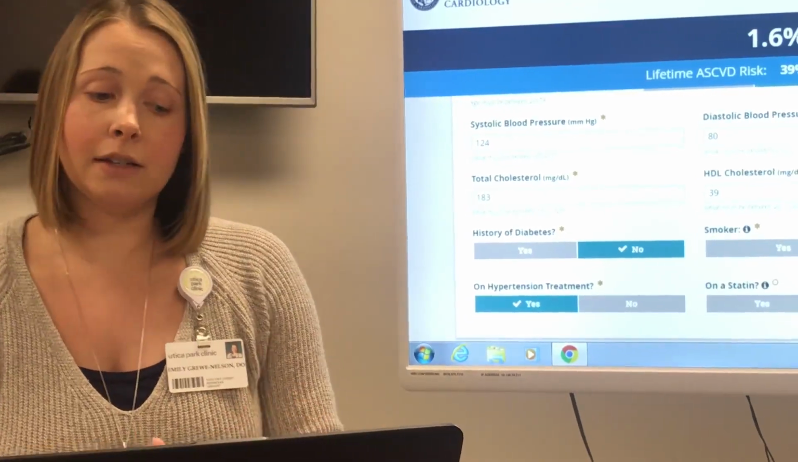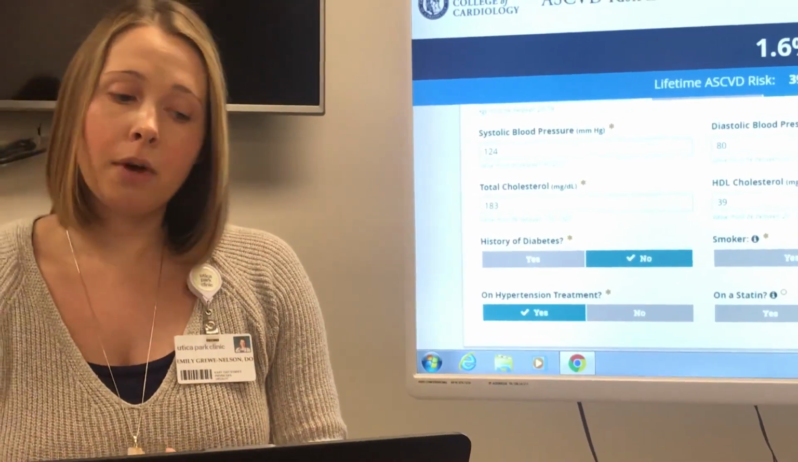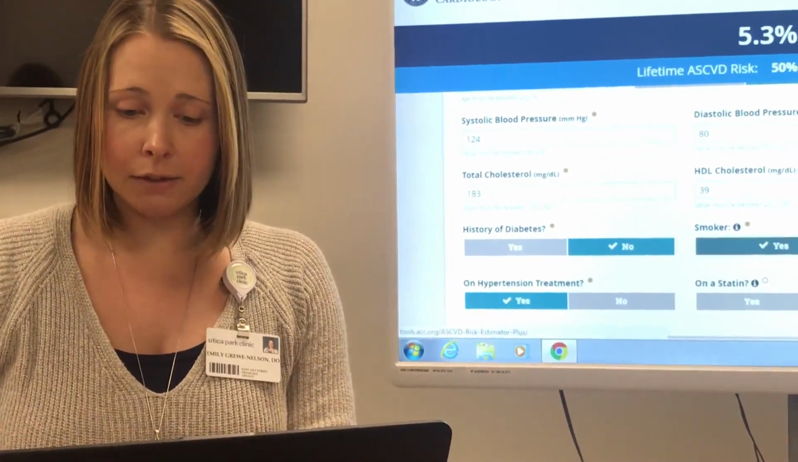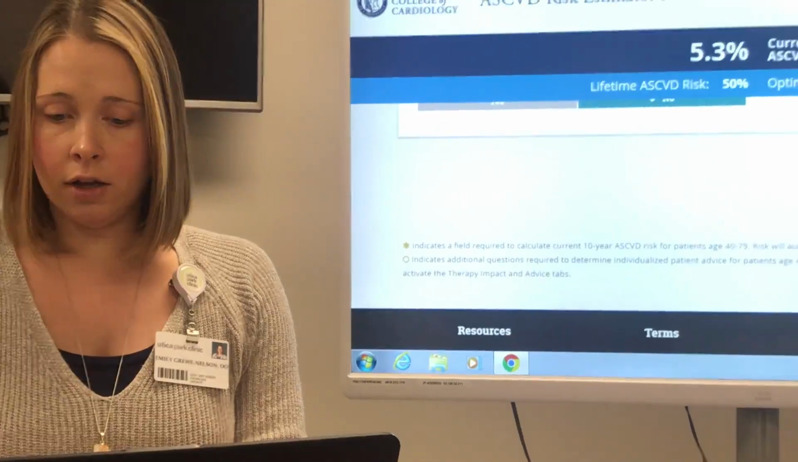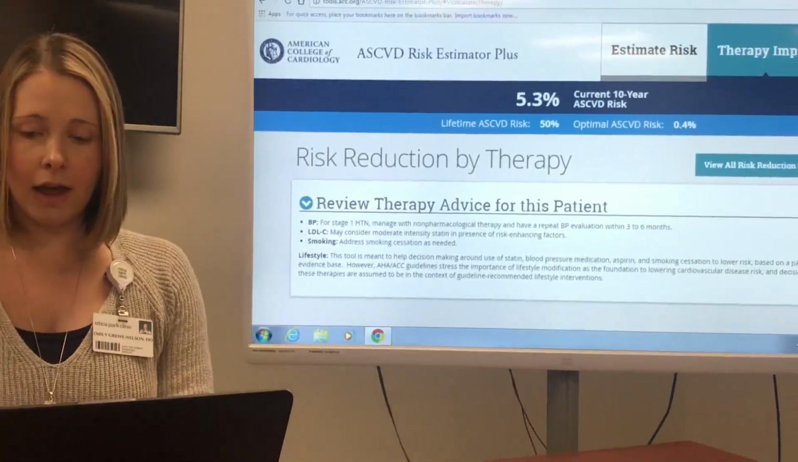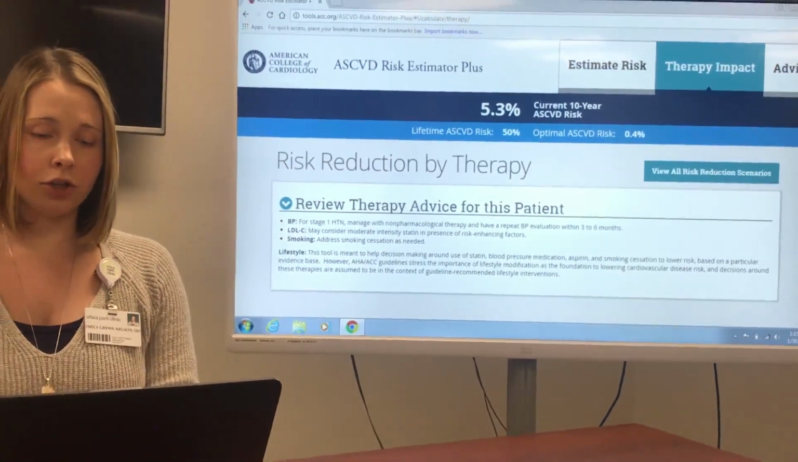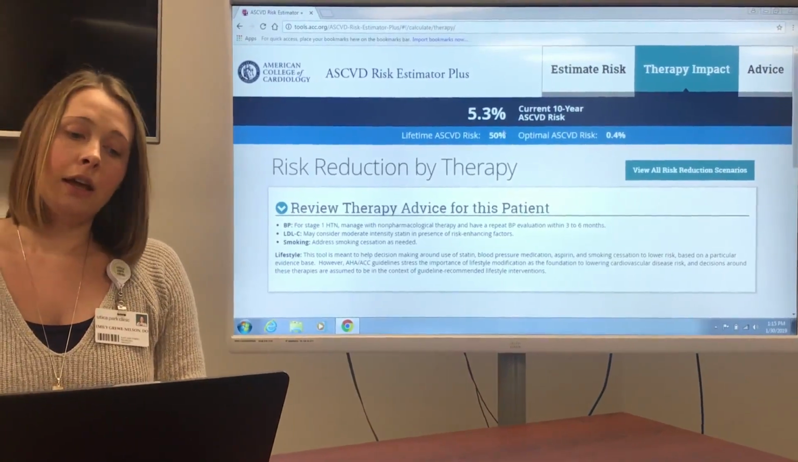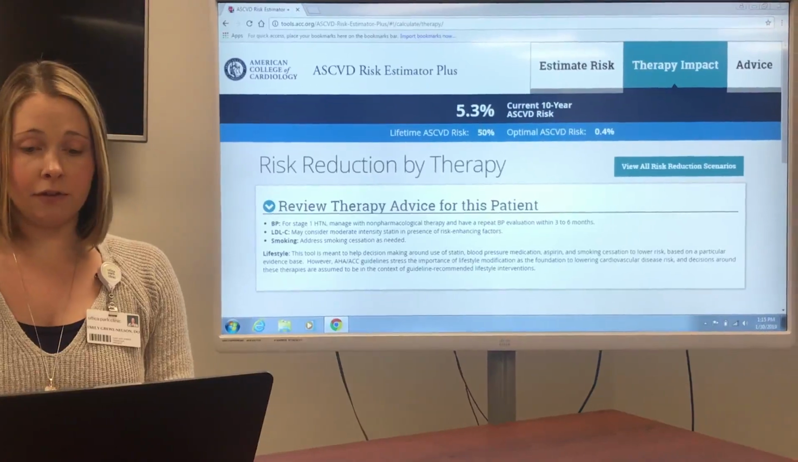So maybe it doesn't look like you have high cholesterol, but when we look at your overall risk factors, you do. So let's make this patient a smoker. If we do that, her risk, as you can see right here, jumps up to 5.3%, which is over that statin benefit. And her lifetime risk jumps up to 50%.